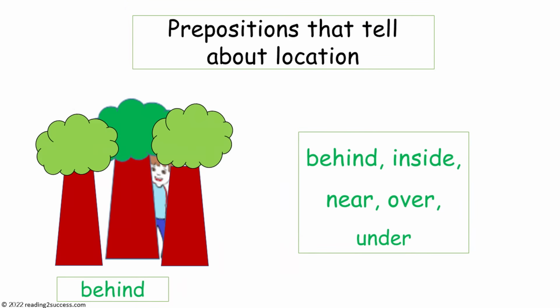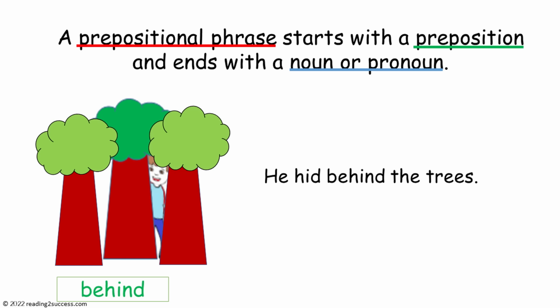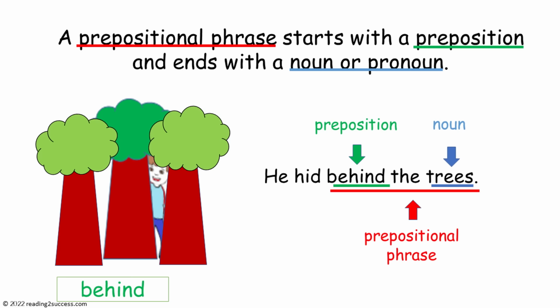Now have kids work with prepositional phrases that have prepositions that tell about location: behind, inside, near, over, and under. Now have kids read the sentence. He hid behind the trees. Underline the preposition behind. Underline the noun at the end of the sentence, trees, and then underline the prepositional phrase, behind the trees.